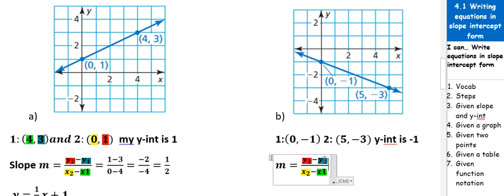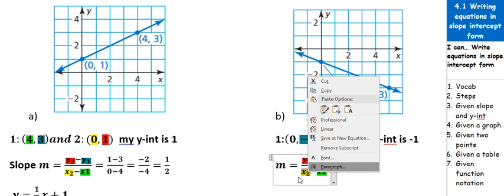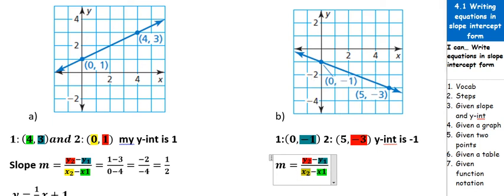I have y2 minus y1 divided by x2 minus x1. I'm going to use the same colors. Y2 means it's the y value of the second equation. Y1 means it's the y value of the first equation. X2 means it's the x value of the second equation. X1 means it's the x value of the first equation.